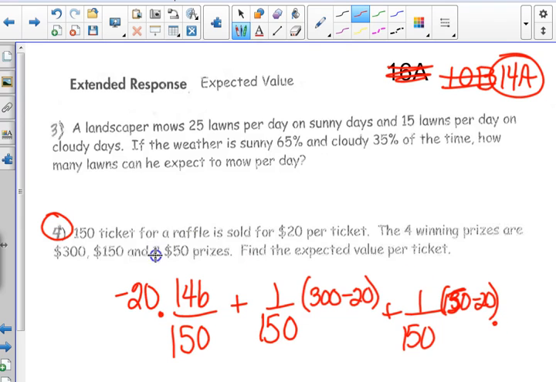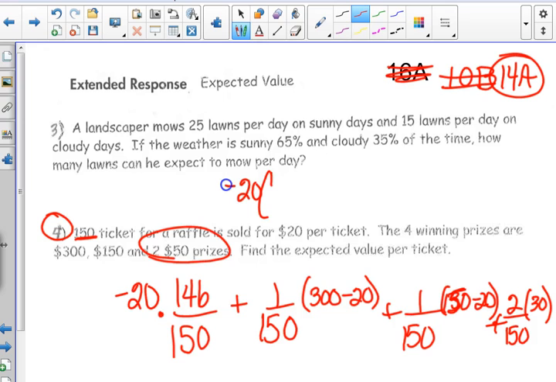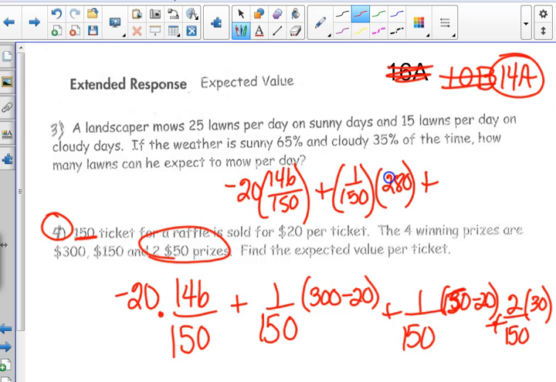But be careful, there are two $50 prizes, so that would be two out of 150 that you would make. Two out of 150, because there are still 150 tickets. Two out of 150 is the probability, and those people would each make $30, right? It'd be 50 minus 20. Oh, yeah, because they won $150. So it's negative 20 times 146 over 150, and so on. These people are losing or making essentially 280, and these people are making 130.